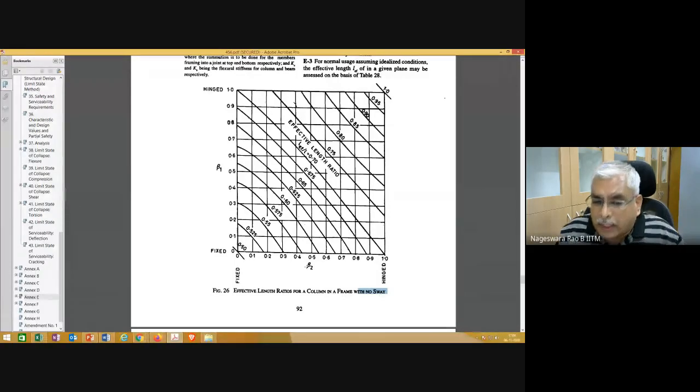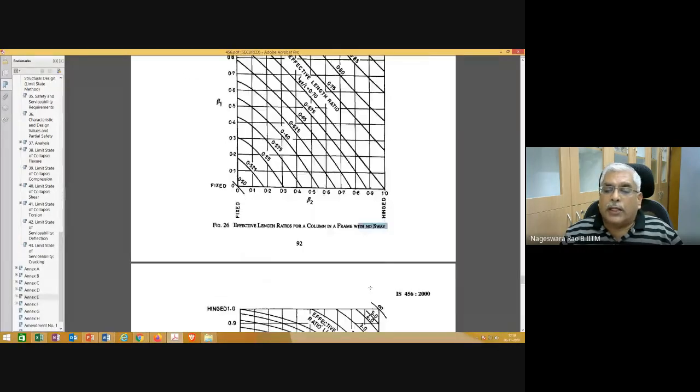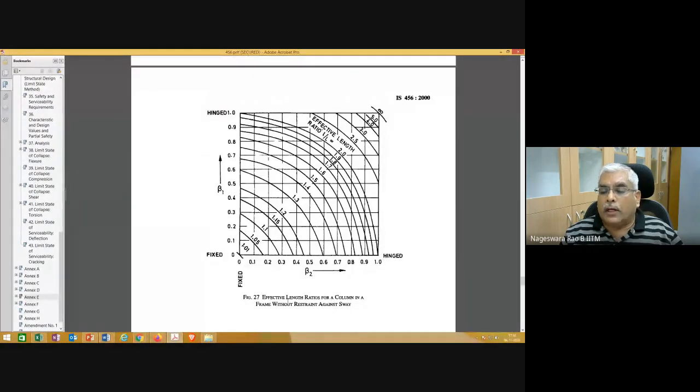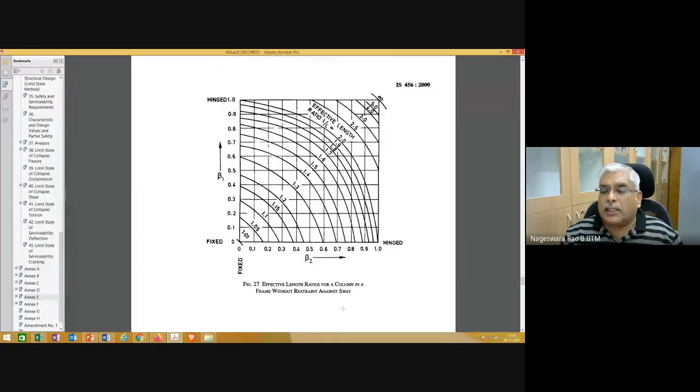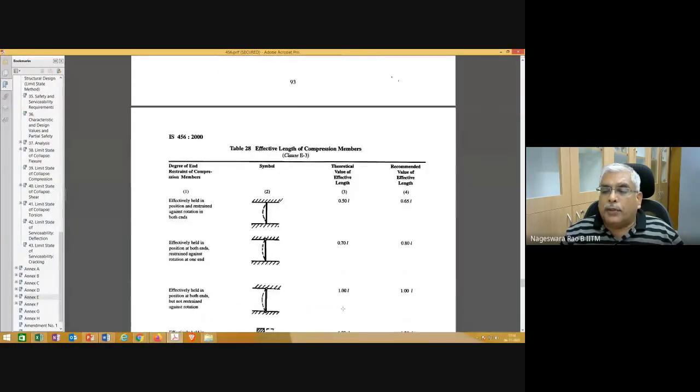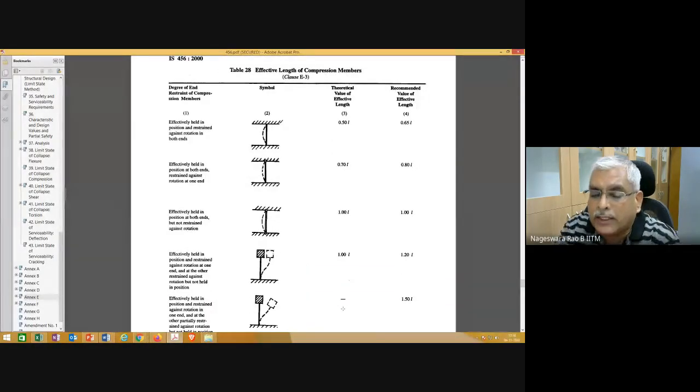Figure 26 is giving you effective length ratios for column without sway, and 27 is giving you the effective length ratios for column with sway. And also this is depending on the framing system. But if you like, you know, these are the effective lengths for columns.